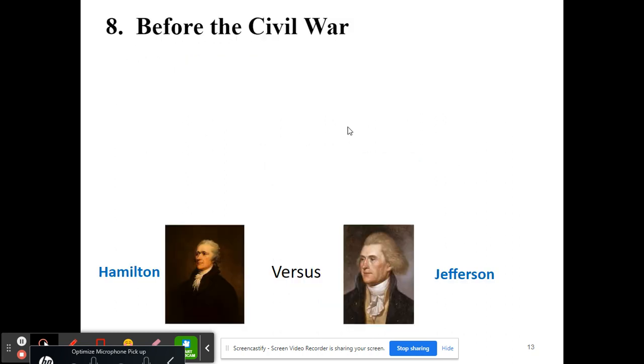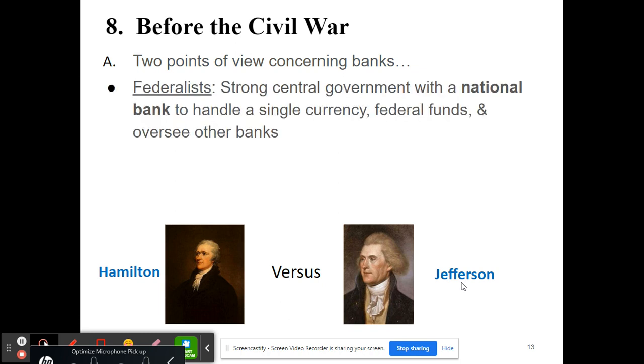Before the Civil War, there are two basic beliefs. One is the Federalist view and the Anti-Federalist view. Hamilton represents the Federalist view, Jefferson the Anti-Federalist. The Federalists thought that a strong central bank, a national bank to handle a single currency and federal funds to oversee banks, was the way to go.